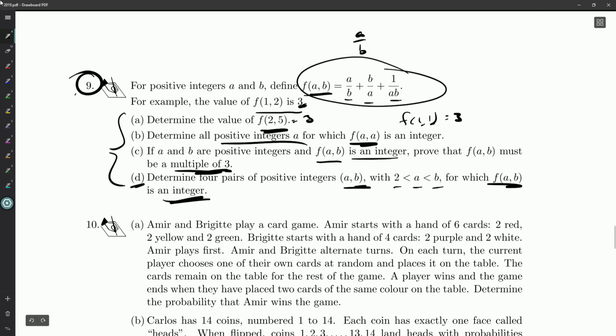But we just need to determine 4 pairs of positive integers. They're not asking for how many pairs. They're not asking for all pairs. They're not asking us to explain why 1, 2 is an answer. We just need sufficiently big examples. So we could just say, I don't care about the other possibilities. I've seen so far that a lot of these answers are equal to 3.